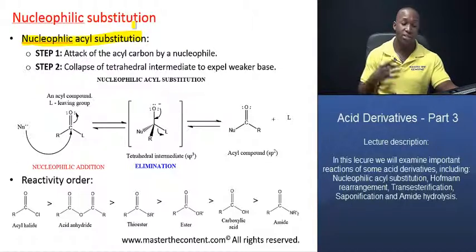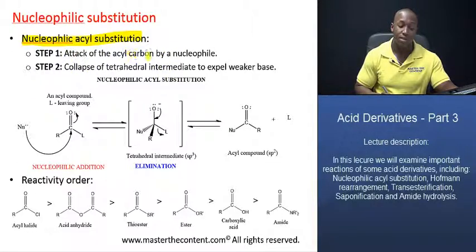In this reaction, nucleophilic acyl substitution, the first thing that happens is an attack of the acyl carbon by a nucleophile. Direct your attention to the bottom of the screen. We have a nucleophile that I'm highlighting, attacking the carbon of the acyl group, this carbon right here. It adds to that carbonyl compound, resulting in the formation of a tetrahedral intermediate that looks something like that. I'm highlighting it in parentheses right now.